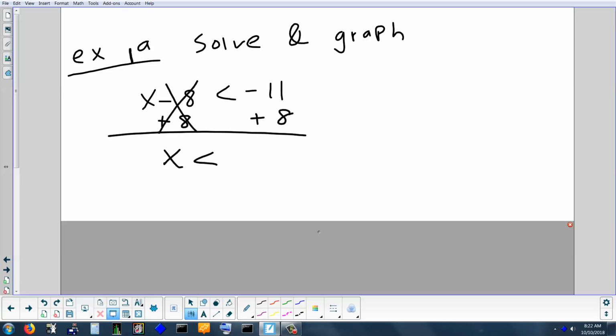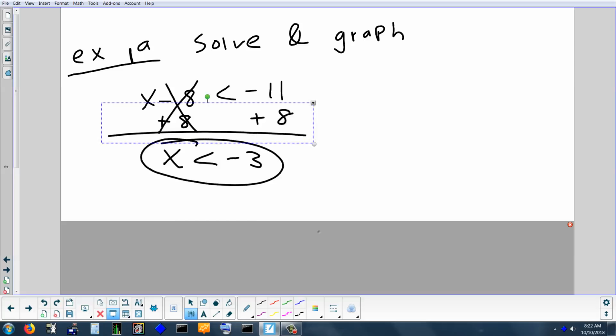Negative 3. Okay, the way I think of it, sometimes I think of it in terms of money. If you think of negative as like you're in debt, like if I owed someone $11, negative is I owe them money, and I paid them back 8, well, I still owe them more money. I'm still negative 3. Okay, so there's our solution.